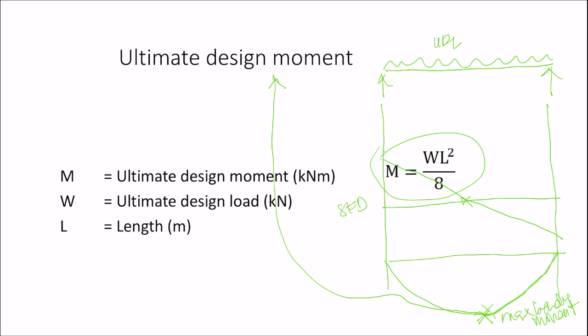This value, you can simply get from calculation using this formula, which means you don't actually need to draw the SFD and BMD. You can simply use this formula to get the maximum bending moment or ultimate design moment, provided that the loading on top of the beam is UDL and it is the same along the whole length, for example a 10 meter length of beam with the UDL also the same throughout, 10 kilonewton per meter, then you can use this formula.